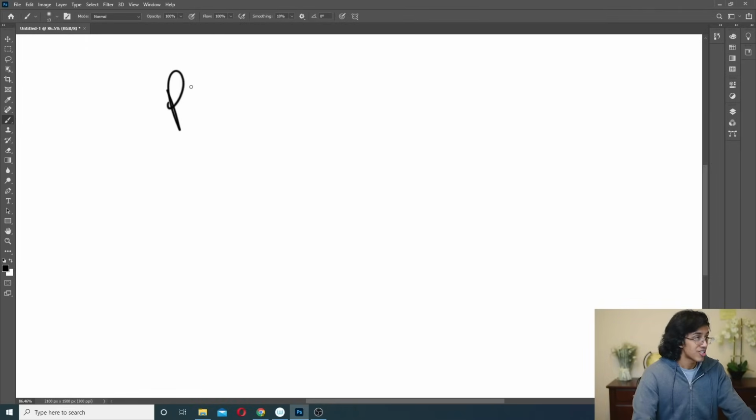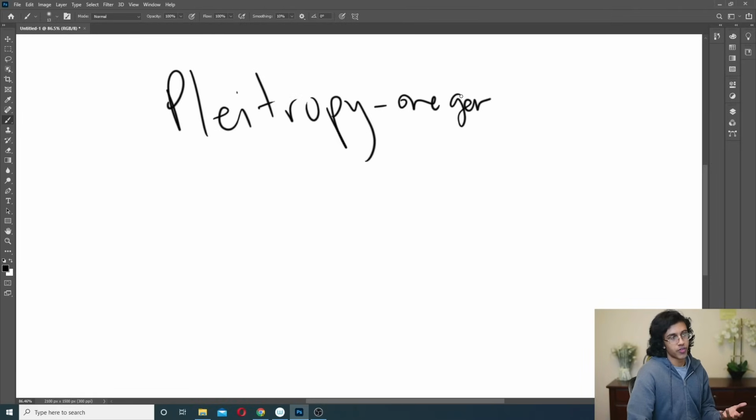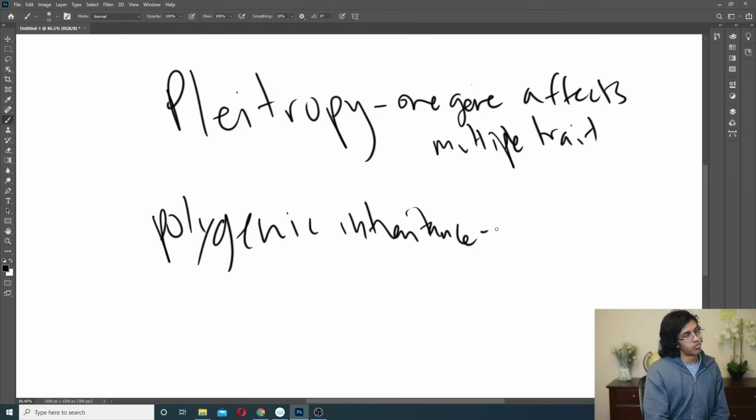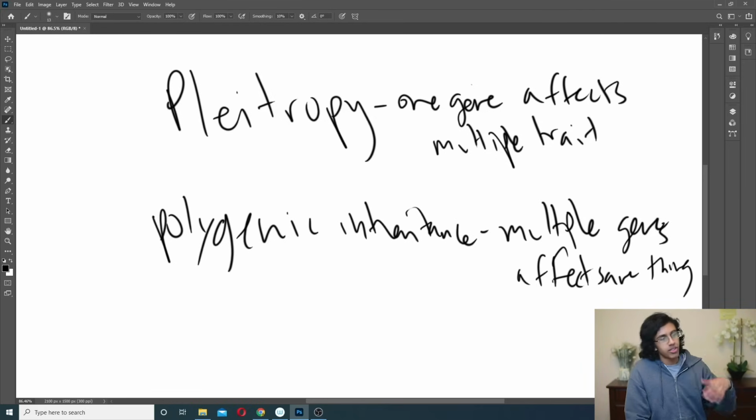There's something called pleiotropy, which basically means that one gene affects multiple traits, right? So that's what pleiotropy is, and then polygenic inheritance basically is the opposite, right? Multiple genes affect the same thing. And basically the way I remember the difference between the two is like pleiotropy, right?